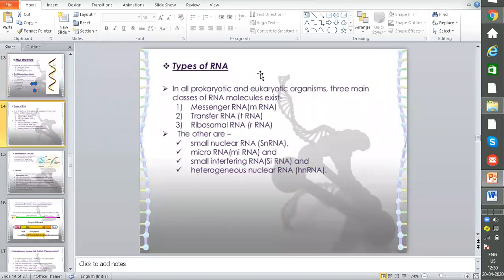The next one is types of RNA. Here we have three important types: messenger RNA (mRNA), transfer RNA, and ribosomal RNA. These are the main important RNAs. In addition to that, we also have four other RNAs: small nuclear RNA, micro RNA, small interfering RNA, and heterogeneous nuclear RNA.